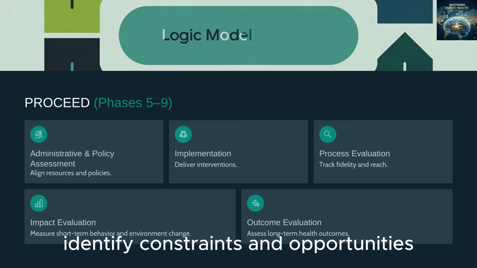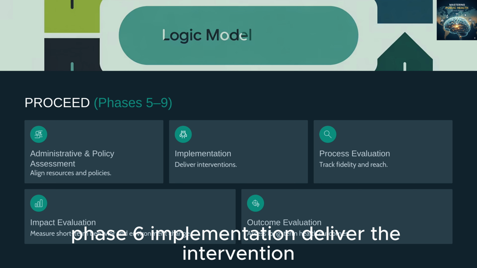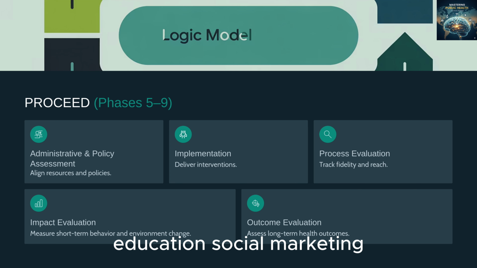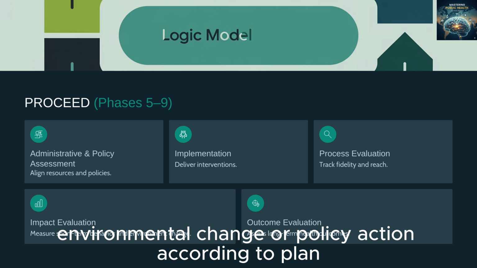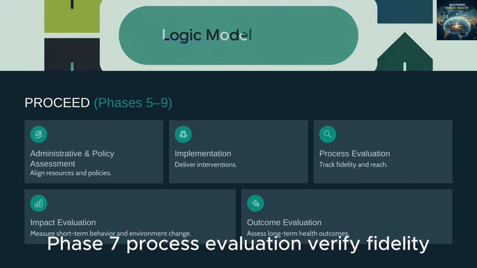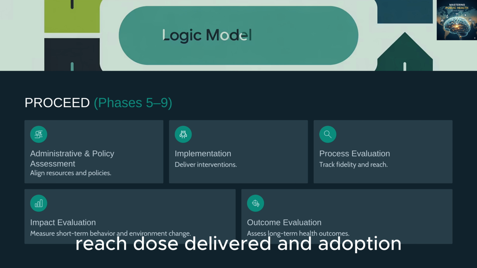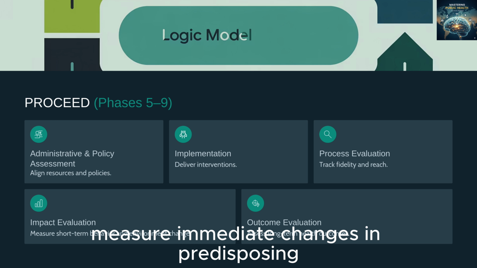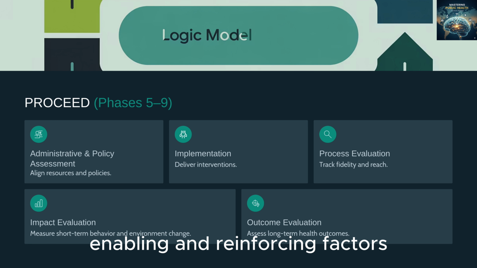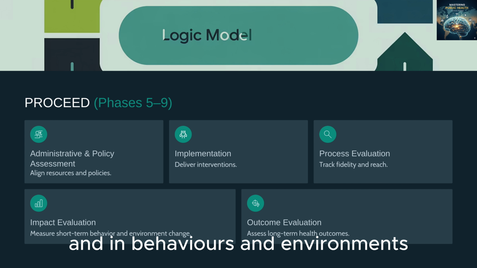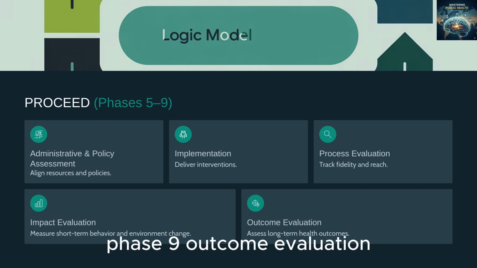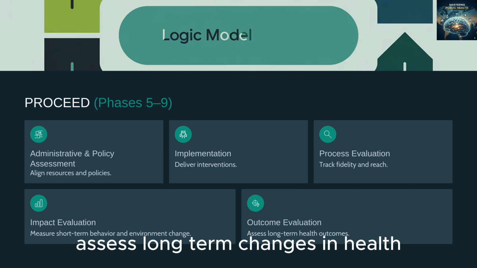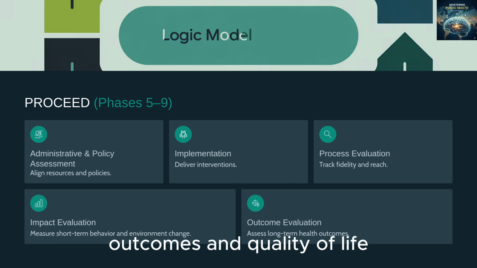Identify constraints and opportunities. Phase 6, implementation. Deliver the intervention, education, social marketing, environmental change, or policy action according to plan. Phase 7, process evaluation. Verify fidelity, reach, dose delivered, and adoption. Phase 8, impact evaluation. Measure immediate changes in predisposing, enabling, and reinforcing factors and in behaviors and environments. Phase 9, outcome evaluation. Assess long-term changes in health outcomes and quality of life.